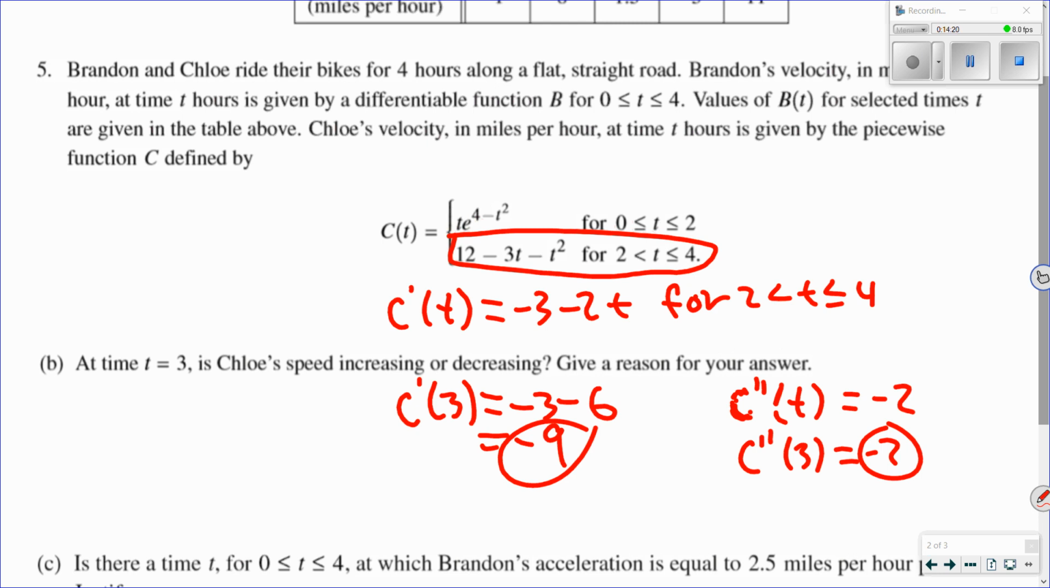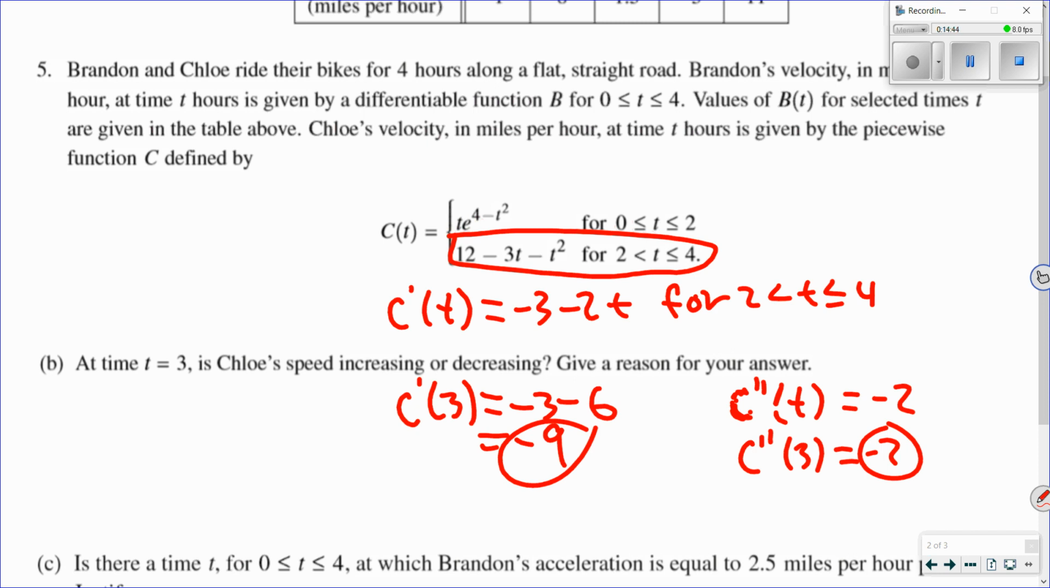On this one, let me grab the scoring guide here, and we'll go through the points. You get 1 point for showing both the first and second derivative are negative, and then you get another point for your reason. And the reason, all you need to say is because the signs are the same or because they're both negative, that means her speed is increasing, when you find that.